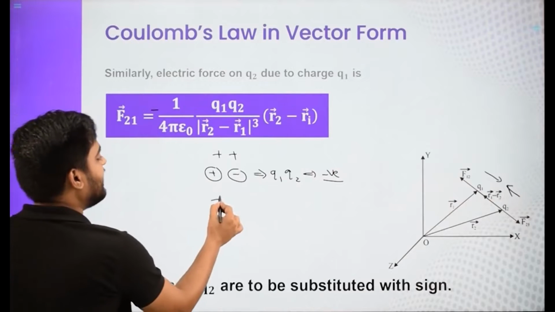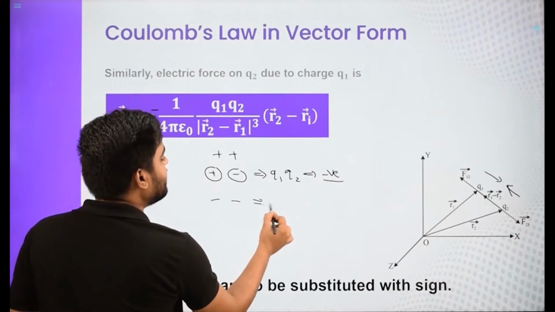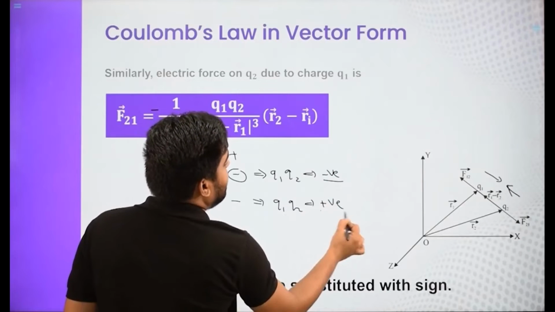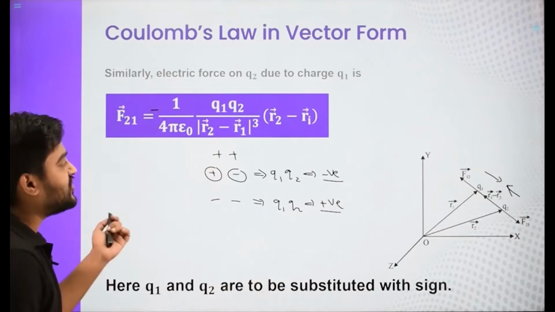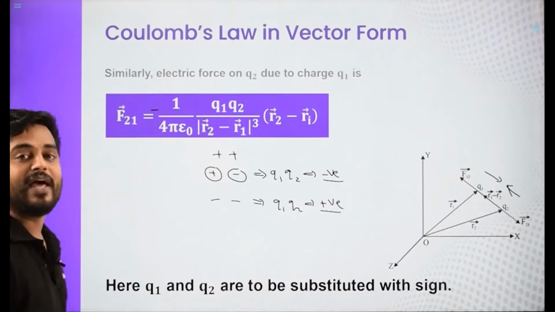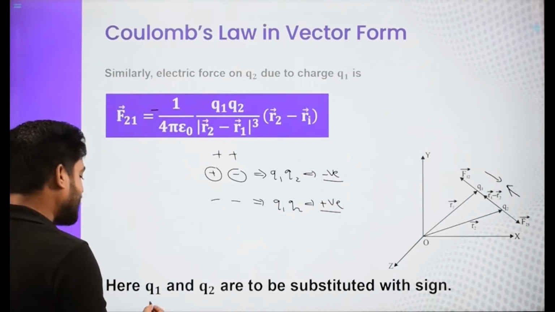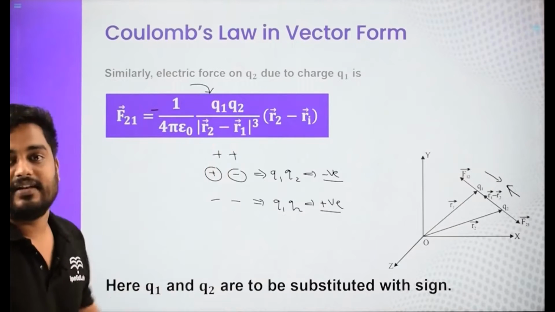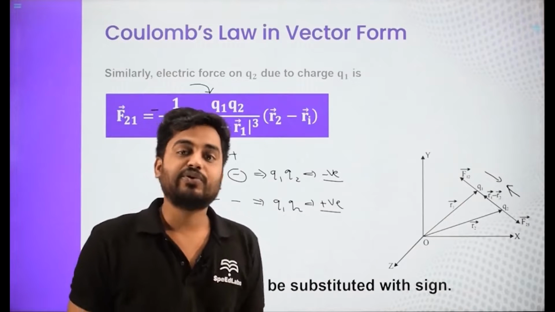And what if both are negative? If both are negative, then Q1 Q2 will again be positive and the direction will be the same as the direction which we have already found. So they will repel each other. So you always need to remember that Q1 and Q2 in vector form, you need to put them with sign. Put Q1 with sign and put Q2 with sign.